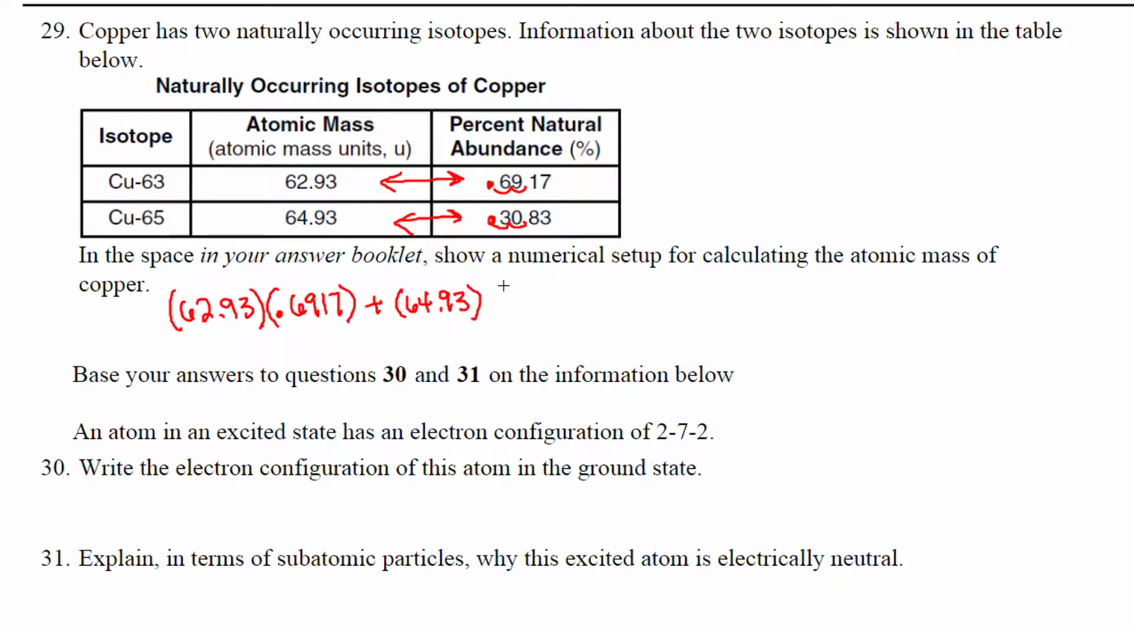64.93, which is our atomic mass for our copper 65, and I'm going to do this the right way. I left out this 0. We should always put that there. 0.3083, and this would be the correct numerical setup for calculating the average atomic mass of copper. Notice I didn't use these 2 mass numbers that were given in the names of the isotopes. If I was not given these atomic masses, it would be fine to use these masses given in the isotope names. But since I was given this more precise information, this should always be what we use in our calculation.